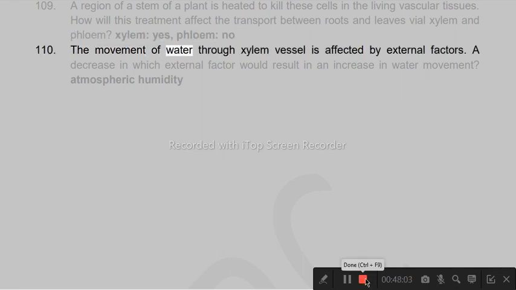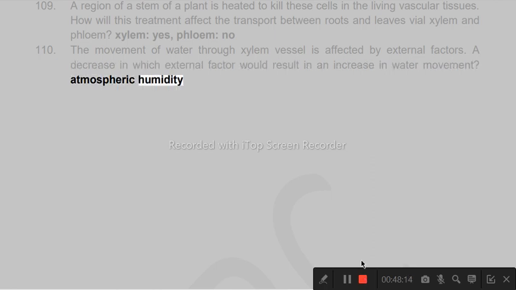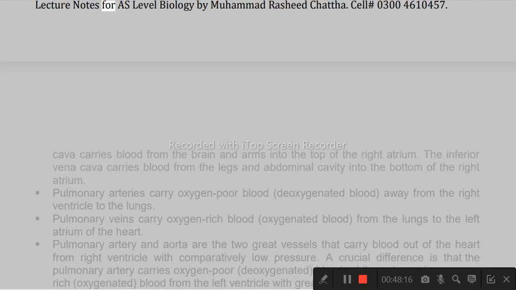110. The movement of water through xylem vessels is affected by external factors. A decrease in which external factor would result in an increase in water movement? Atmospheric humidity.